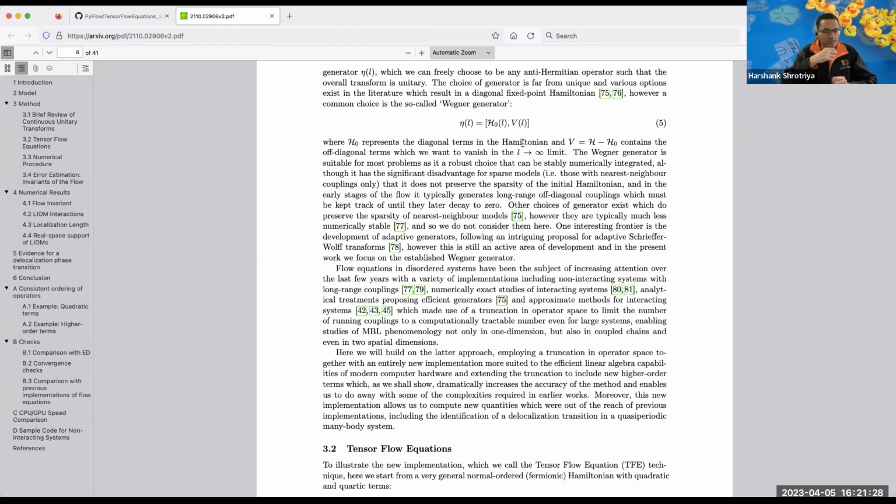On a tangential note, are you guys familiar with any flow based methods to find eigenvectors of a matrix?